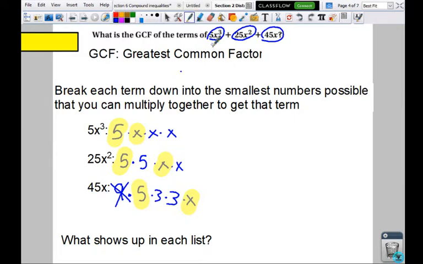So I just look at one list and say what shows up in each one. I got a 5 that shows up in each one. I got an x that shows up in each one. My greatest common factor is 5x. And I know this is kind of a long process, but eventually these get a lot more complicated, a lot harder to do. You can't just look at them and say, oh, it's 5 and an x. So we're learning the whole process on easy ones before we start on the hard ones.